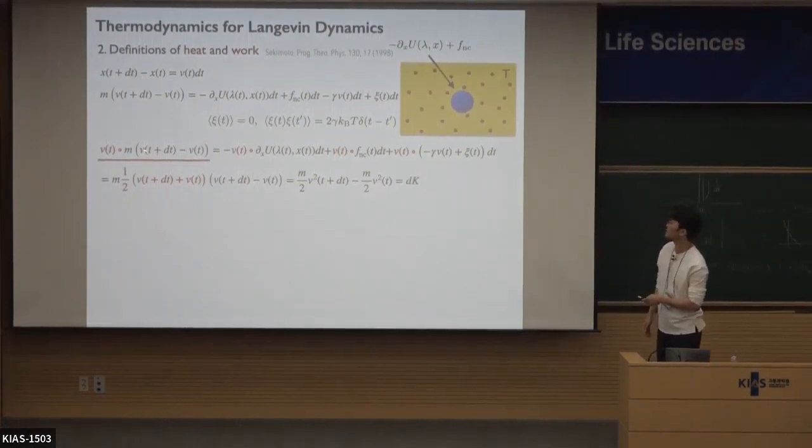This is why we have to use this Stratonovich product. If we use another stochastic product, then actually we cannot have this kinetic energy change.